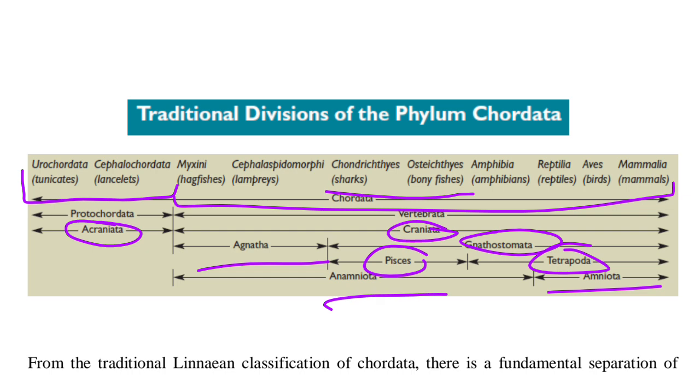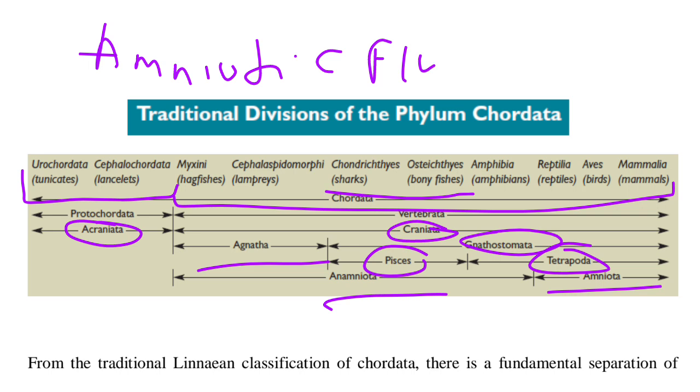What is amniota? It is gotten from the word amniotic fluid. So, amniota are those ones that develop from an egg with a special fluid called the amniotic fluid. An example is reptiles, aves, and mammals. While the other ones, anamniota, don't have amniotic fluid during their stage of development. So this is basically the classification of chordates, you understand?